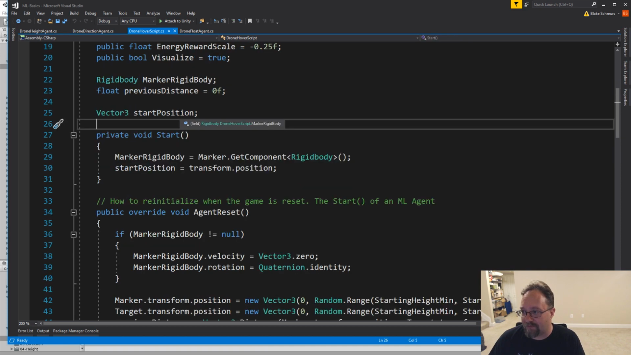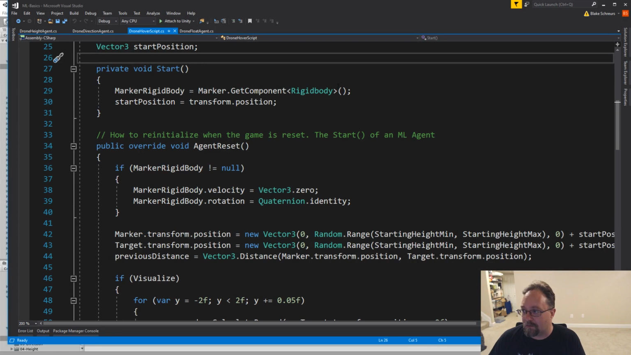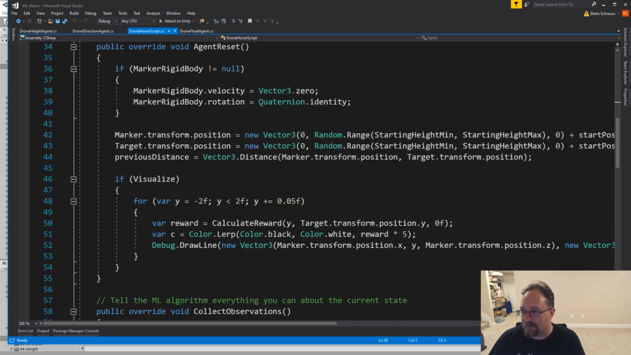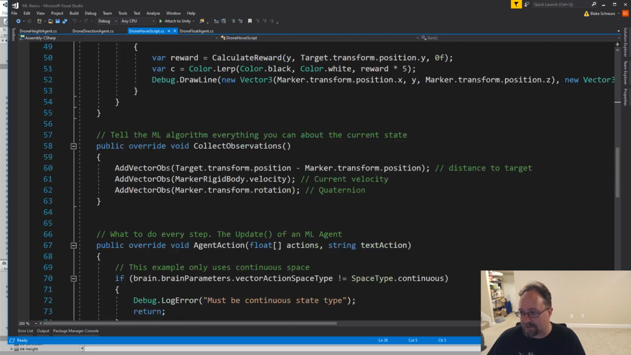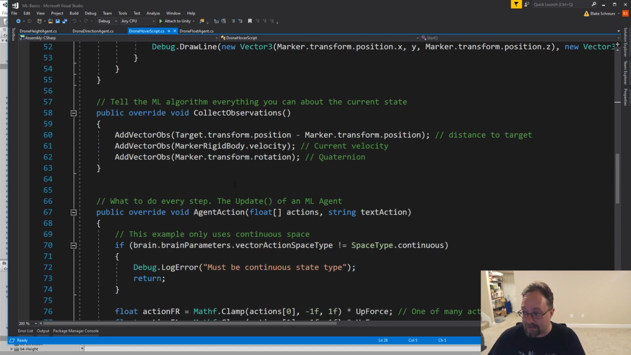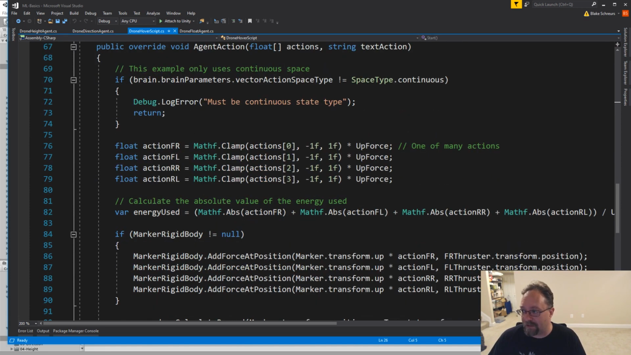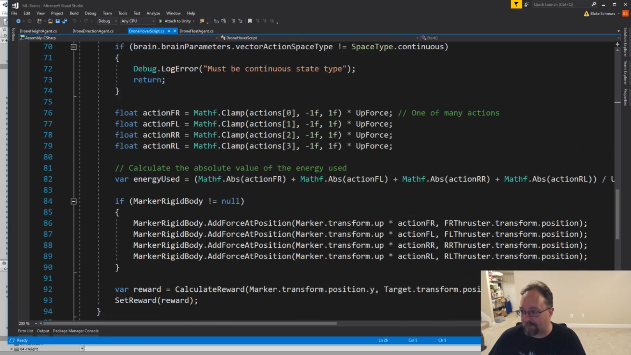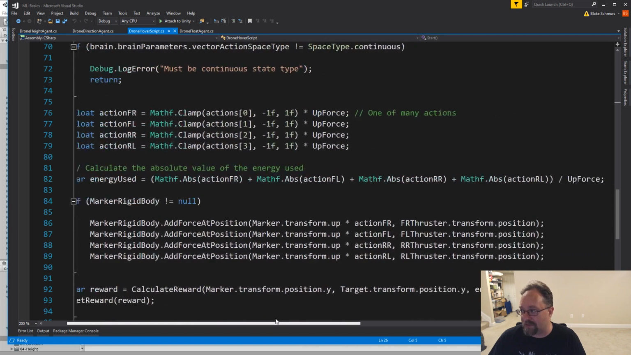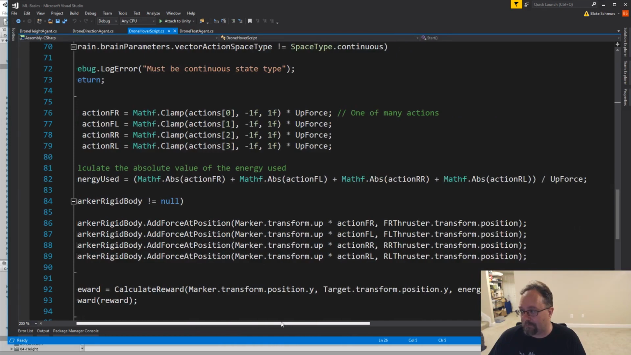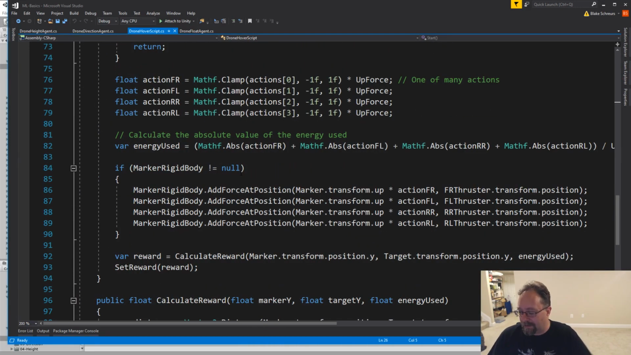And then the rigid body for the marker, and then again, previous distance, start position. So self-initialization, start position, this is all pretty much the same, right? We reset, stop it, make sure that we're not carrying over any velocity or rotation from the previous run. Again, initializing the marker, start of the game, previous distance, and then we're going to skip over to the visualize. The observations are exactly the same as they were before. In this case, we have 4 actions, right? And so we have the up force for each of the 4 thrusters, and then we also have the energy used, which is the absolute value combined divided by up force. And there's a bunch of different ways that you could do this if you were super concerned about optimizing energy used.